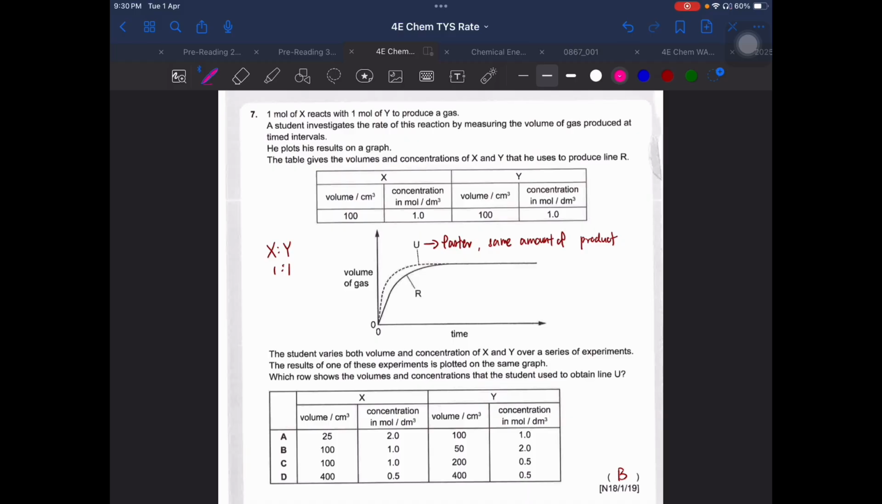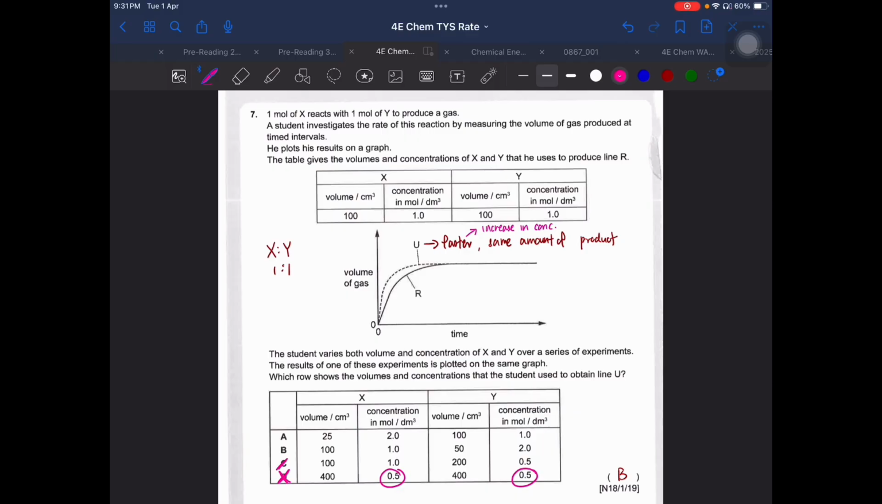So I think we keep that in mind first, then later we're going to figure out what exactly is happening here. In order for graph U to be faster, it means that there should be an increase in concentration of either X or Y. If not, it shouldn't become faster because this question is all about concentration. So we take a look at the options here. Those with a drop in concentration, like option D, are definitely out already because the concentration fell.